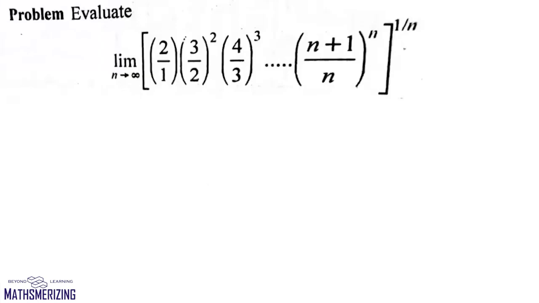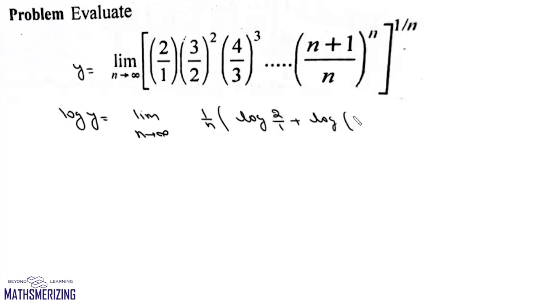Now here the question is, evaluate this limit. We'll take this as y, and if we take log, we can write log y equals limit n tends to infinity of 1 by n times (log 2 upon 1 plus log 3 upon 2 squared plus ... plus log (n plus 1 upon n) whole to the power n).